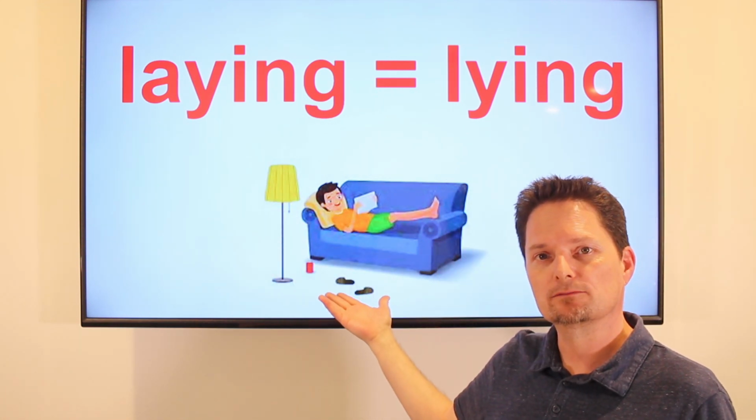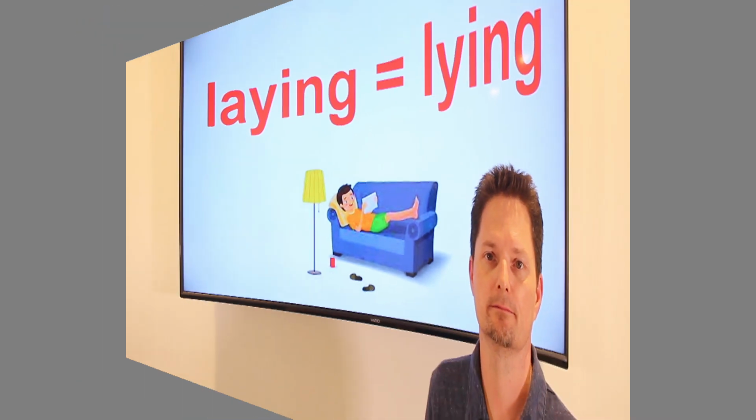He's laying on the couch. To be horizontal. Let's practice. Is he lying on the couch? Yes, he's laying on the couch. Is he laying on the couch?